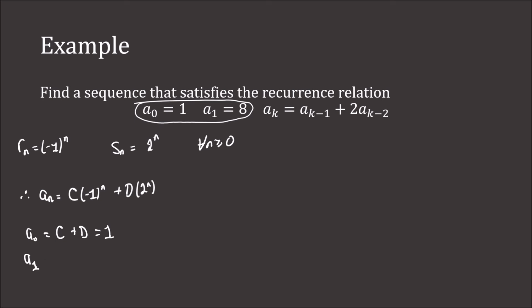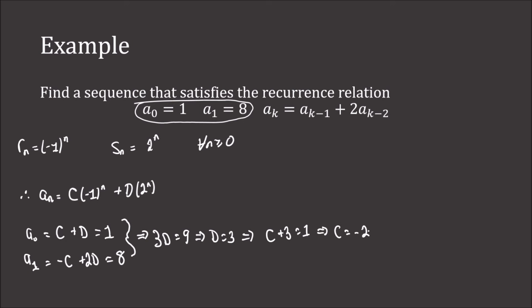Then a sub 1, so this would become negative c plus 2d, and this would have to equal 8. Now if we just add these two equations together, the c's will drop out, and we'll be left with 3d is equal to 9, which means that d would have to be 3. We then plug this into the first equation, so c plus 3 has to be 1, and this gives you that c is negative 2.